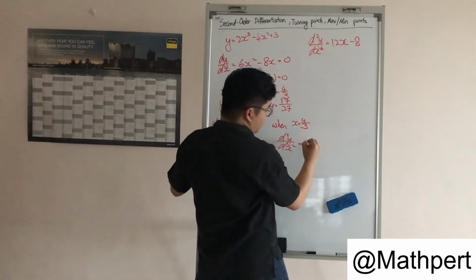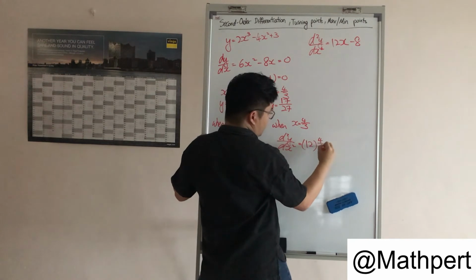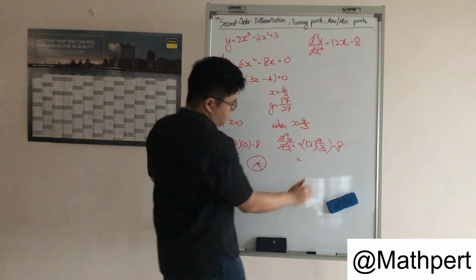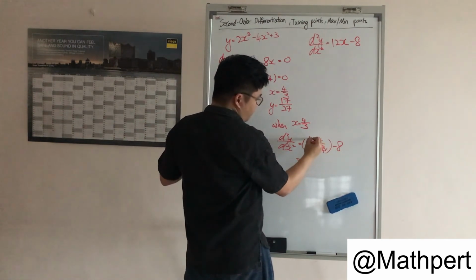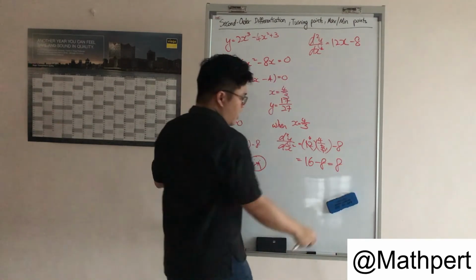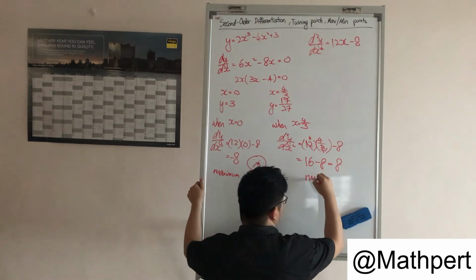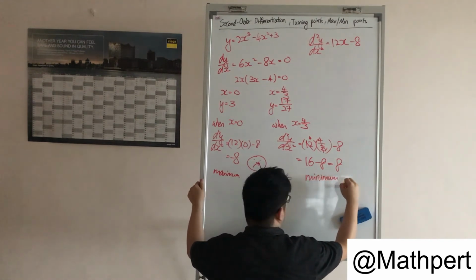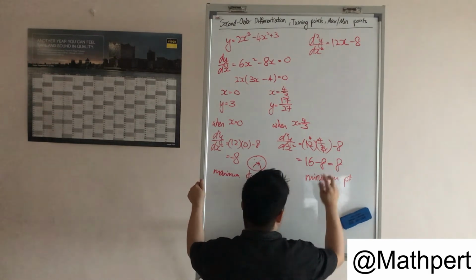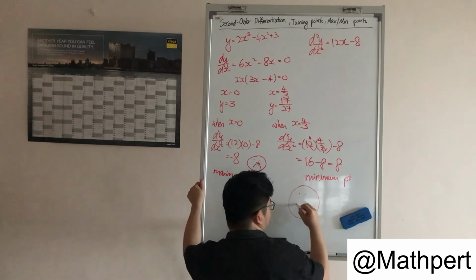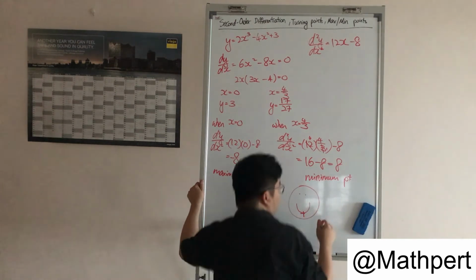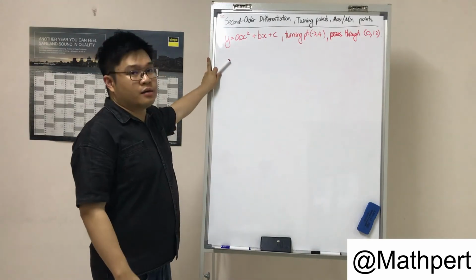So we get 12 times 4 over 3 minus 8. Okay? 12 times 4 over 3 is 16, minus 8, and we get 8. So 8, this one is a minimum point. And when you get a positive number, what kind of face you get? Happy. And this is the graph. Minimum point. Now let's take a look at this example.